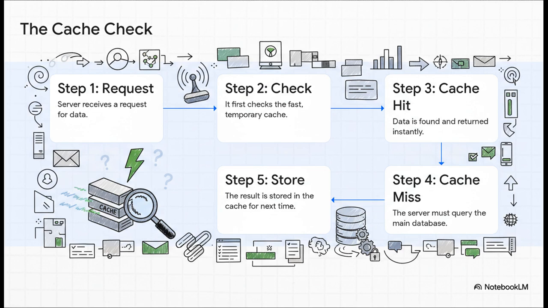And the process itself is what makes caching so powerful. When a request comes in, the server doesn't go digging in the main database right away. First, it checks the cache. If the data's there, bam, that's a cache hit and it's returned instantly. If it's not there, that's a cache miss.